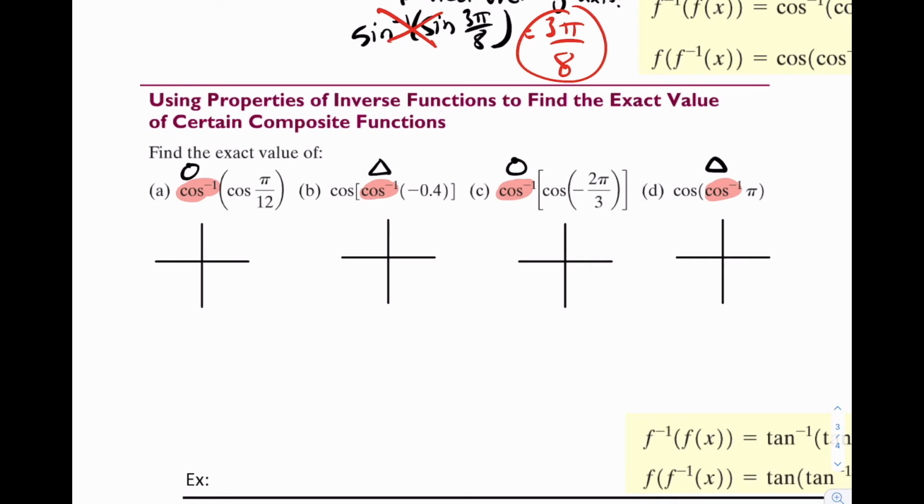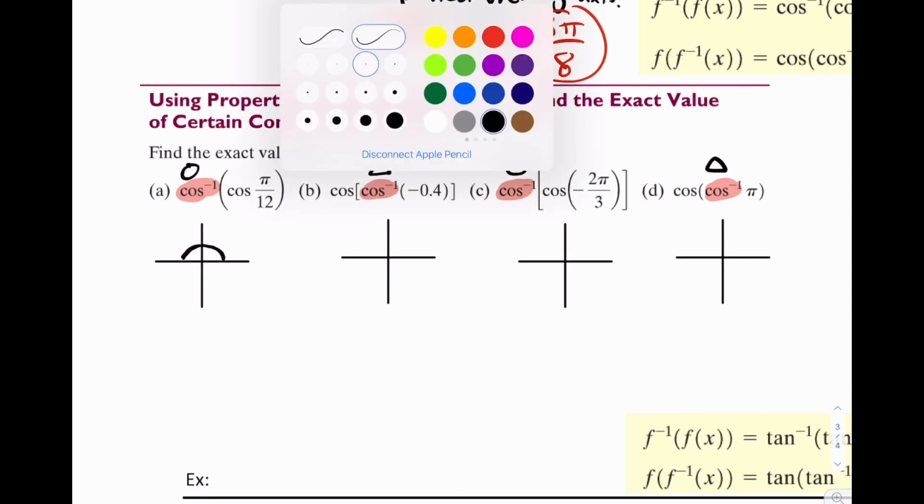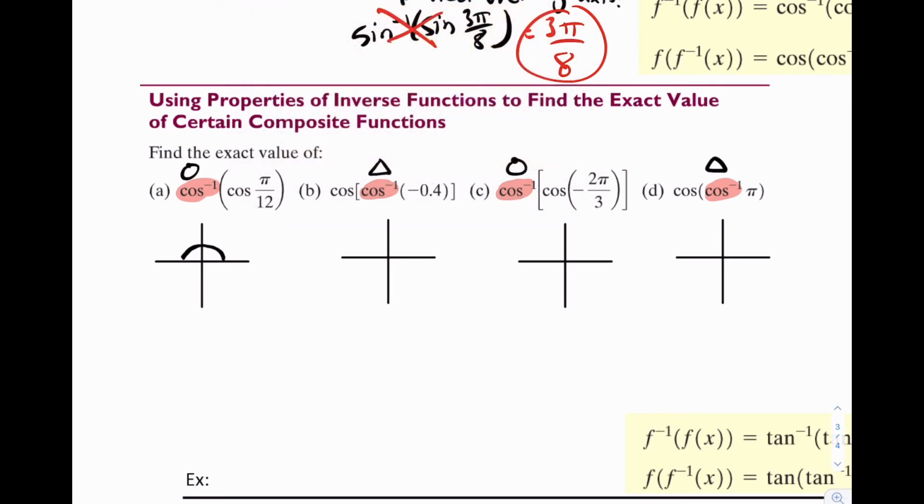So if it's a circle problem, that means we're going to highlight the range, and actually that's true for triangles as well. But circle problem, we just think about it more circular. We're going to highlight pi over 12. So pi over 12 on our circle, that would be right there, somewhere in quadrant 1. Notice how we are in the range. So I'll write that. We are in the range.